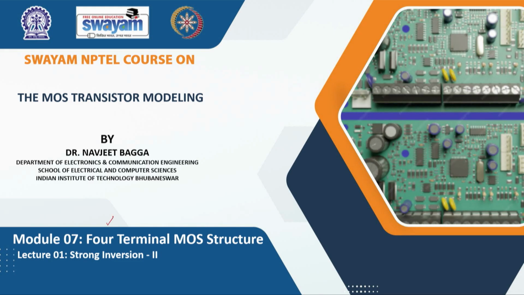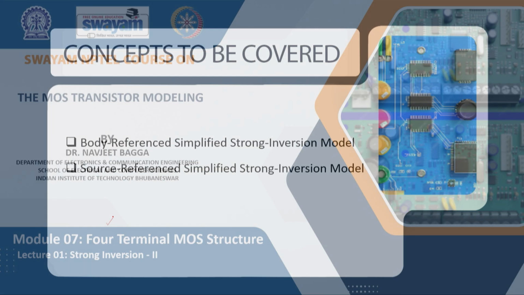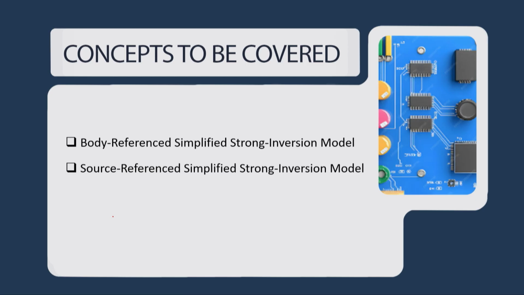Here we will discuss the second part of strong inversion analysis, which we started in the previous lecture. In this lecture, we will cover the body reference simplified model and the source reference simplified model, and we will see how we can derive the drain current equation considering body reference and source reference, which means in one you are considering the substrate or body as a reference terminal, and in one you are considering the source as a reference terminal in your 4 terminal MOS, which is source, drain, body and gate.